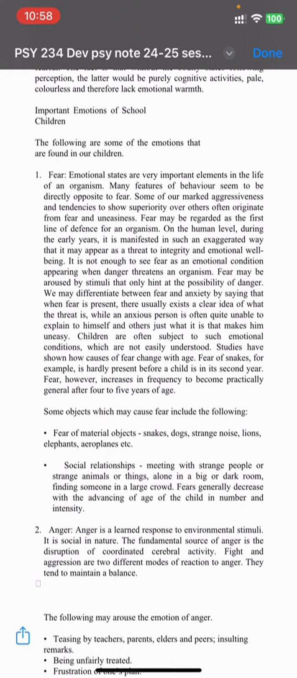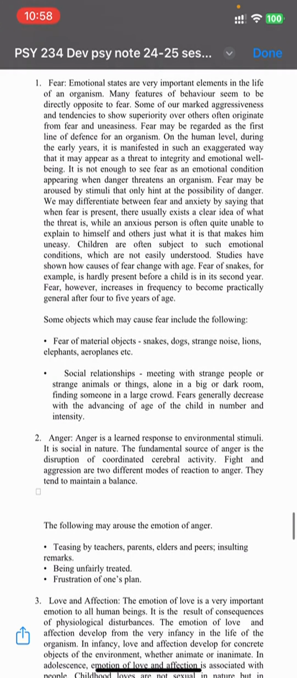Fear of snakes, for example, is hardly present before a child is in its second year. Fear, however, increases in frequency to become practically general after 4 to 5 years. Now, some objects which may cause fear. So, fear of material objects: snakes, dogs, clowns, aeroplanes, and so on. The second one is social relationships. So, meeting strange people, being in dark rooms, or being in a large gathering.